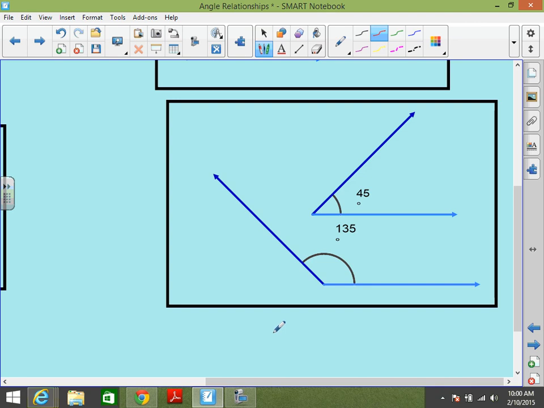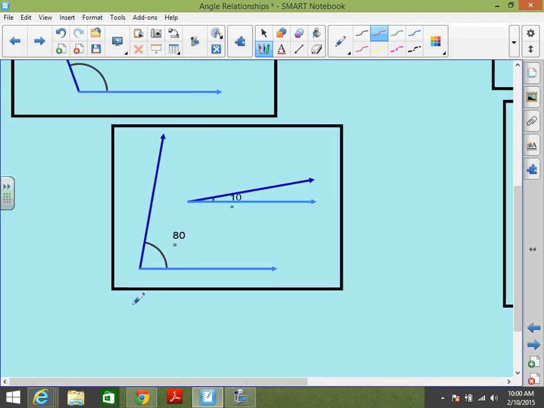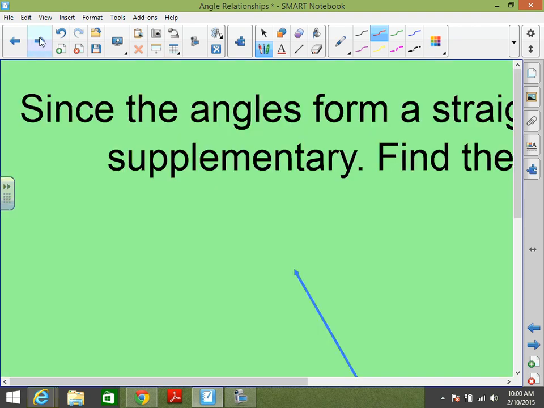Complementary, supplementary, neither. It's supplementary. Why? Excellent. Supplementary. Good. Okay, next two angles. An 80-degree angle and a 10-degree angle. Complementary. Why? Adds up to 90. Good job. All right, now.